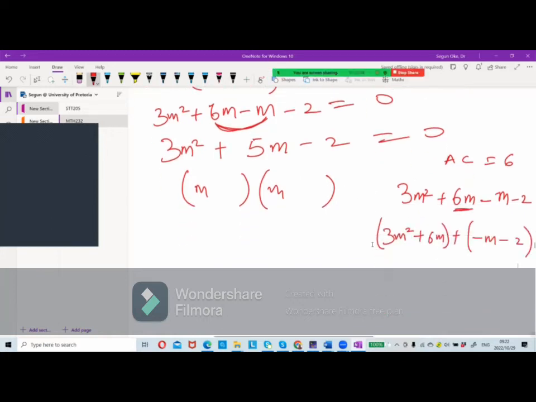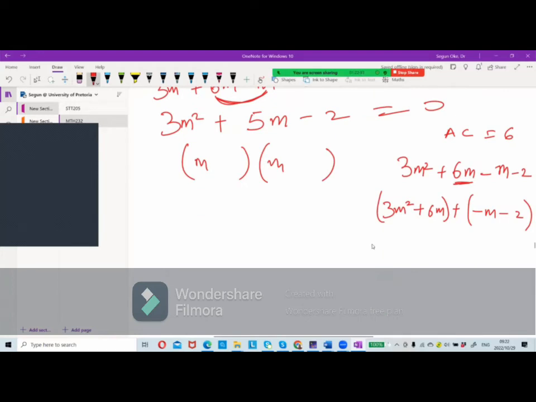Are you getting it now? Yes. So something is common here. What is it? 3m. 3m is common. Remain what? M plus 2. Plus what? 2. Yes. So I need this place too to be in the same, something similar. Something is common here. What is common? 1. Not 1. Okay. Minus 1. Minus 1.